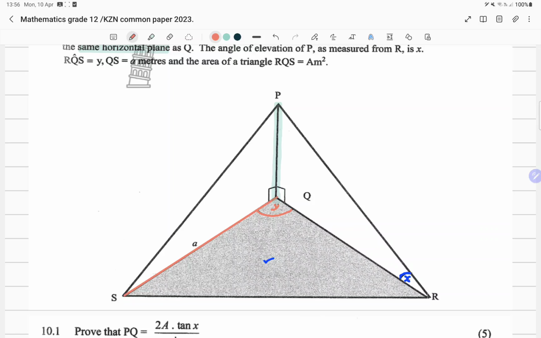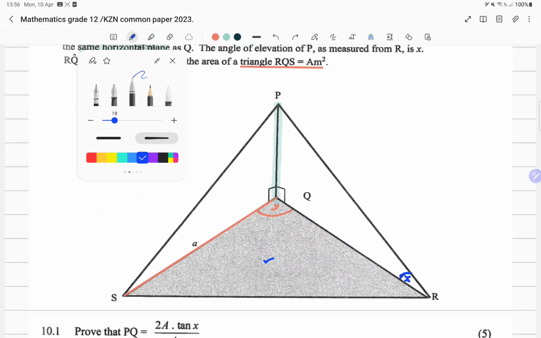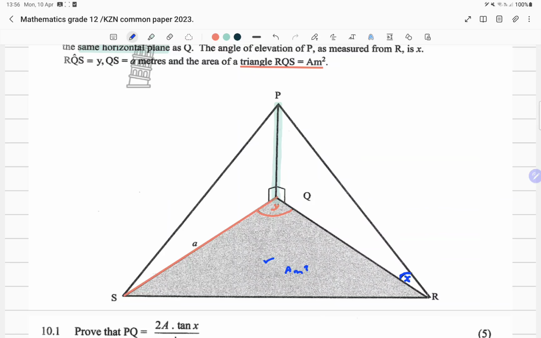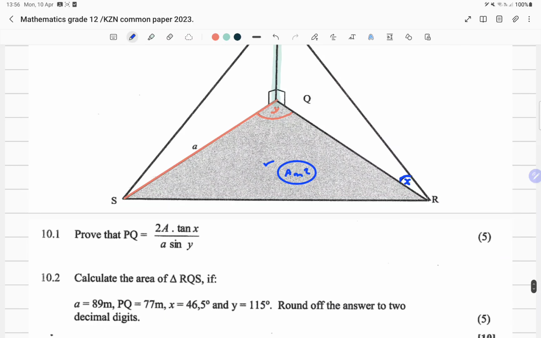And then we are told the area of triangle QRS is A m squared. So we've been given quite enough information here. So let's just do things. It says prove that PQ is 2A tan x divided by a sine y. It's 5 marks, so this is going to be a rough ride.